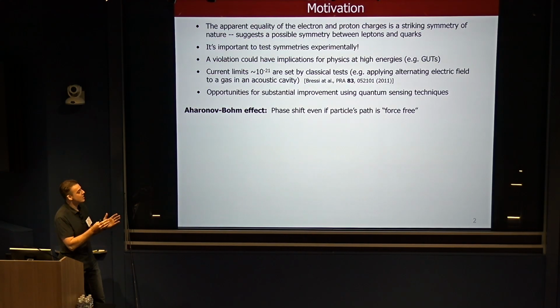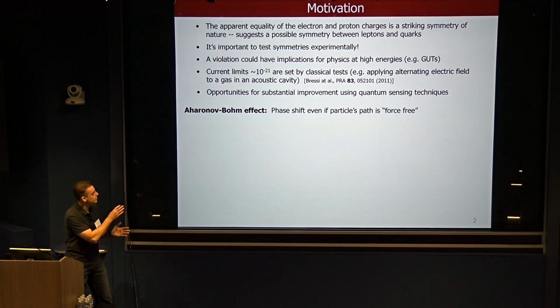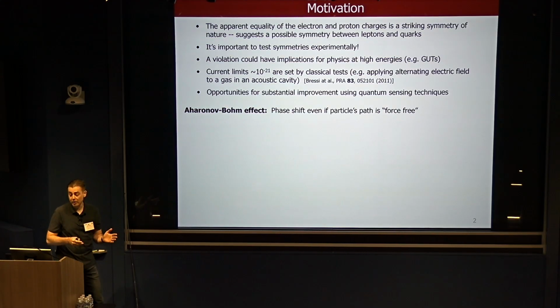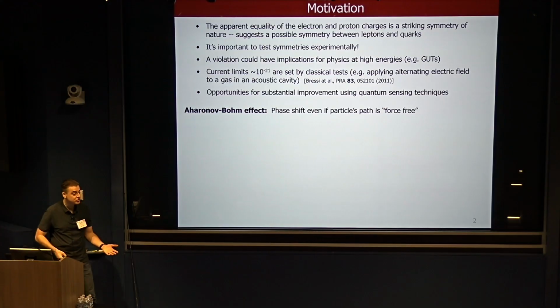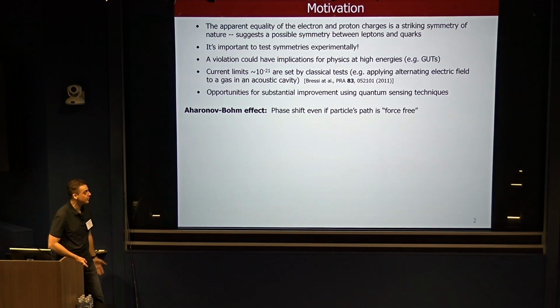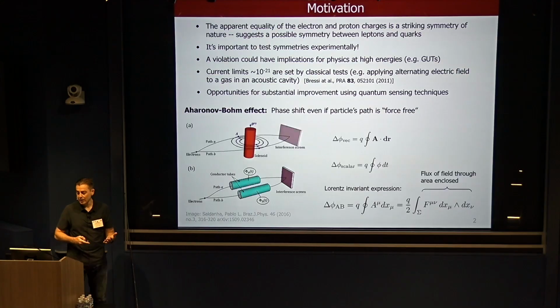One of the advantages we have using quantum sensing techniques is that we can use things like the Aharonov-Bohm effect. So I'm going to tell you a little bit about the Aharonov-Bohm effect, a famous idea that it's possible to get a phase shift in an interferometric experiment even if a particle doesn't see any classical forces.